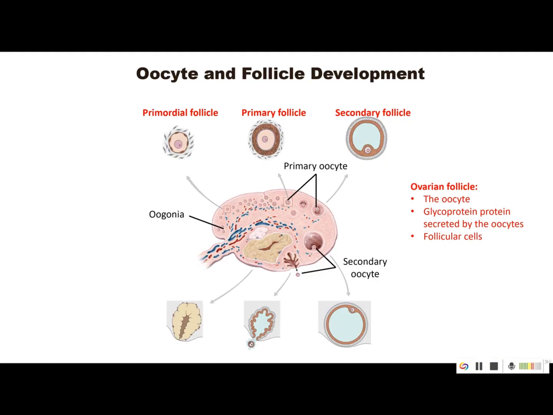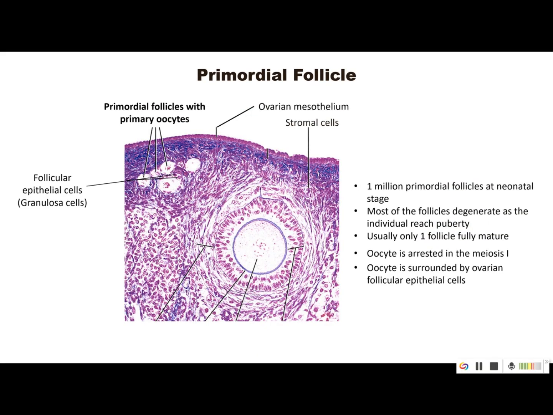Post-ovulation, the remainder of the follicle transitions into a temporary endocrine organ known as the corpus luteum that produces ovarian hormone necessary for uterine lining repair. Neonatal females possess approximately 1 million primordial follicles. More than 90% of these follicles degenerate by the time the individual reaches puberty. Typically, only one follicle achieves full maturity to release a viable ovum by ovulation.